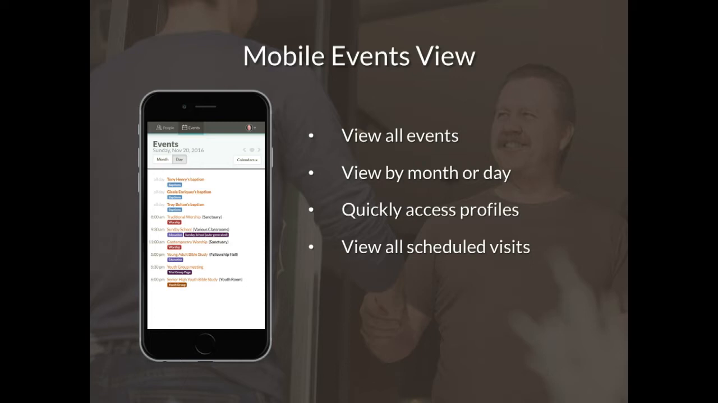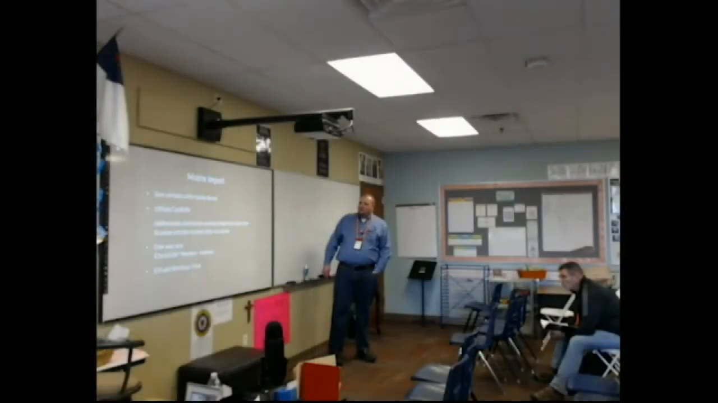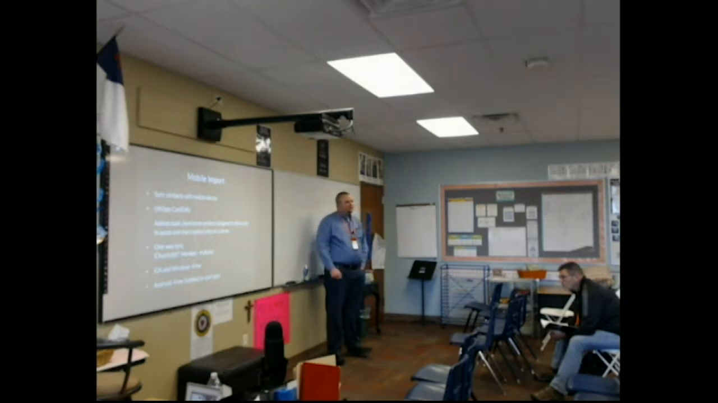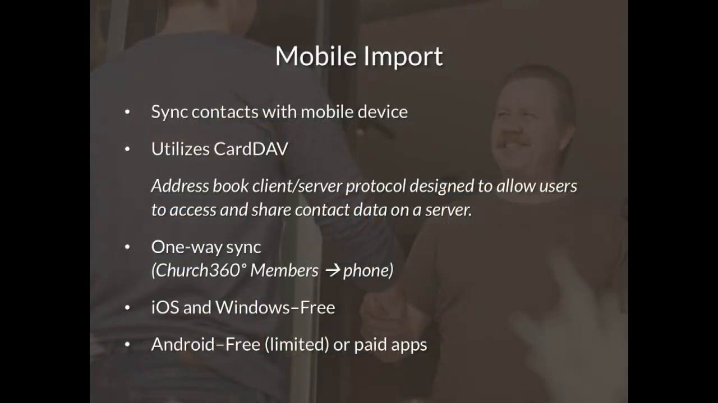So I mentioned this a little bit before, and I've used this slide. There's quite a bit of details on here, so I'll go over it briefly. But this mobile import, we utilize a thing called CardDAV that's native to iPhones and available to other ones. But this allows you to sync your database with the individual contacts on your phone, which is especially nice for things like caller ID. So you don't have to add all your members to the phone. So if they're calling you, you can see it. But also if you want to call them, you don't have to log into Church 360 to see it. You just pull up your contacts and click on them.